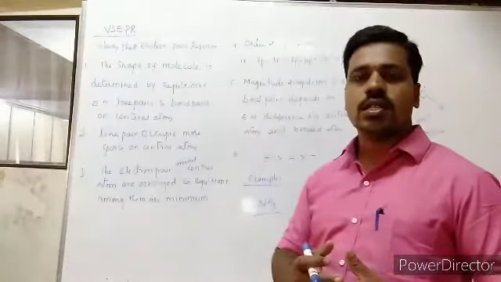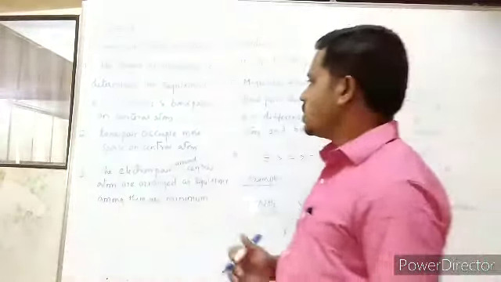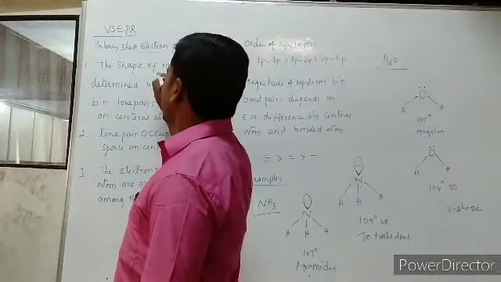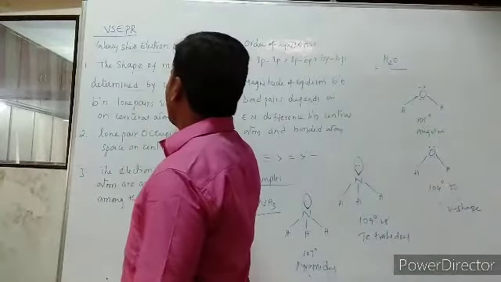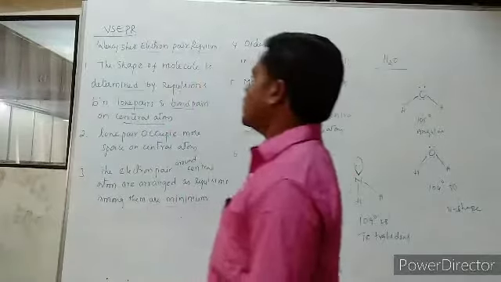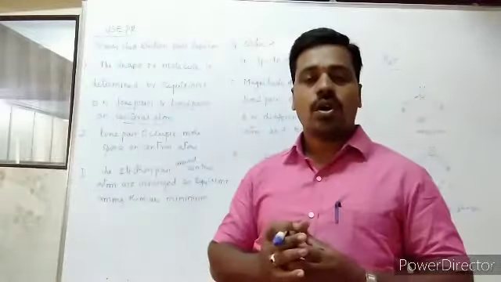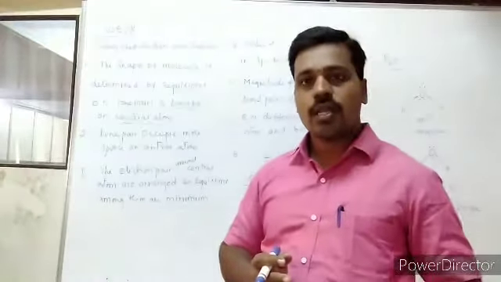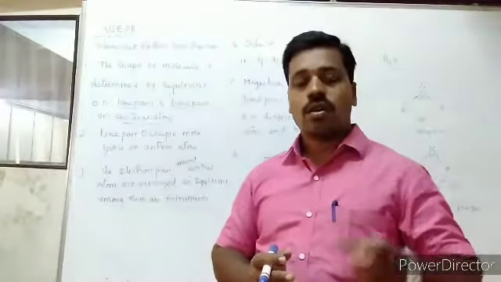If we know all these things, we can understand the postulates very easily. So what is the first postulate given by Vesper theory? According to Vesper theory, the shape of the molecule is determined by repulsion between lone pairs and bond pairs which are present on the central atom. How can we determine the shape? The shape of the molecule depends upon two things. What are they? One is lone pair and another is bond pair. Where are they present? They are present on the central atom.